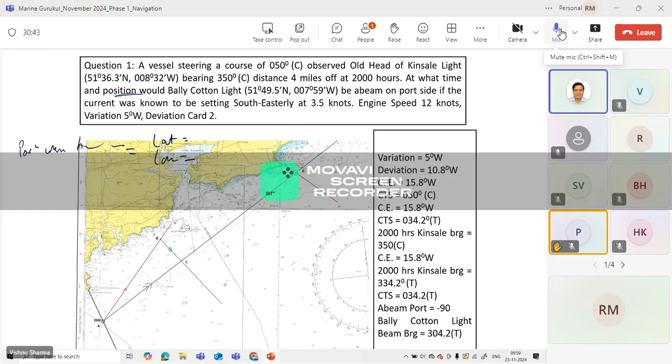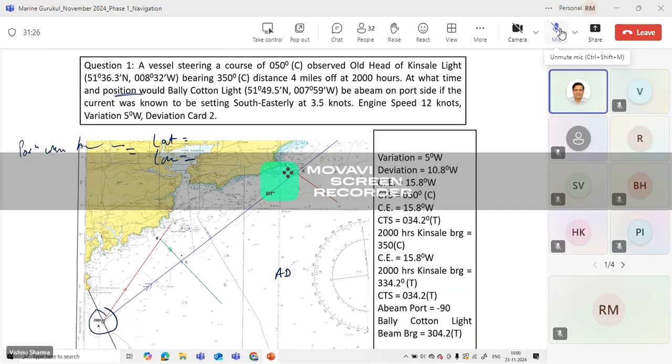Guys, from starting point at 2000 hours to reach point D, what is the distance I need to make good? Please remember, I'm using the words distance I need to make good. What represents the distance I need to make good in reaching point D? AD. AD, sir. I can measure this distance on the chart? Yes. In this triangle, to find the time, how much is the steaming time? Distance made good has to be divided by engine speed or speed made good, guys? Speed made good. And what is speed made good? AC is the speed made good.